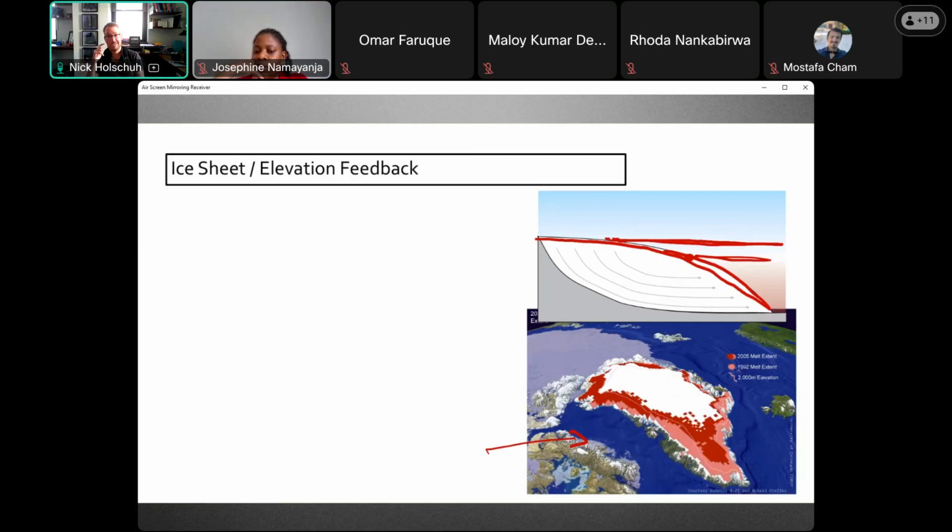So the Greenland ice sheet is experiencing some of these elevation feedbacks. As it melts, the surface lowers. As the surface lowers, the area exposed to melt grows. And that results in kind of accelerating ice loss in Greenland.